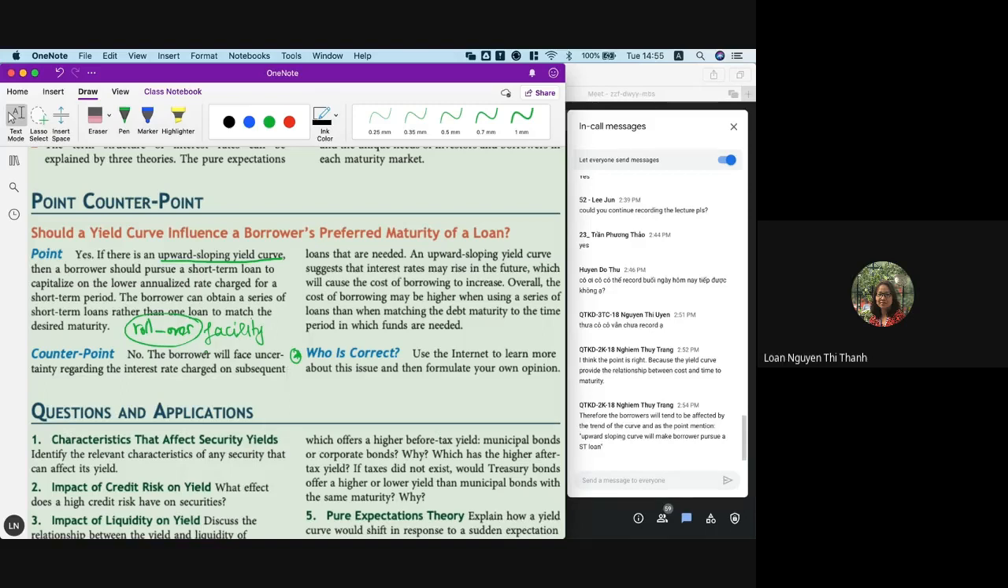But in the counterpoint, they say the risk about the interest rate movement, and they prefer locking in the long-term interest rate rather than a series of short-term rates. Borrowers will tend to be affected by the trend of the curve and, at the point mentioned, pursue short-term loans. Okay, so.